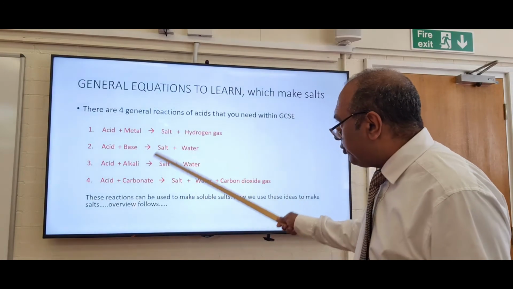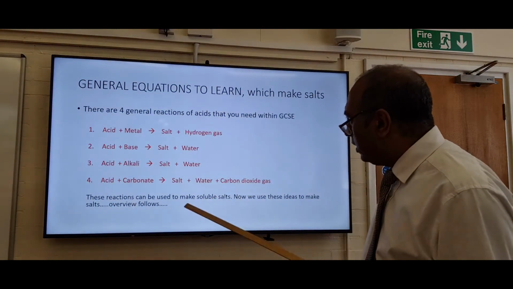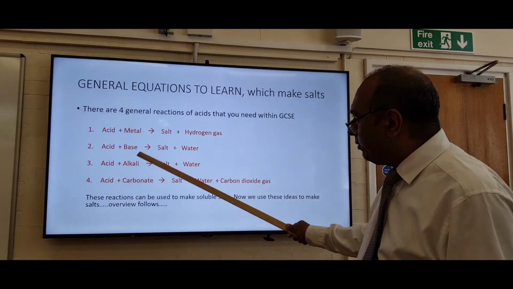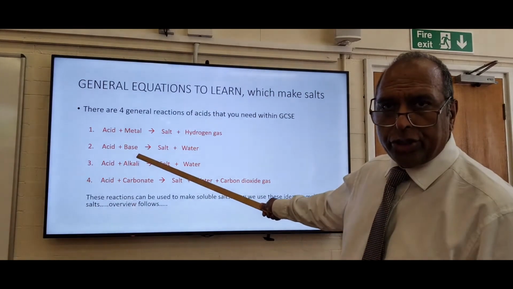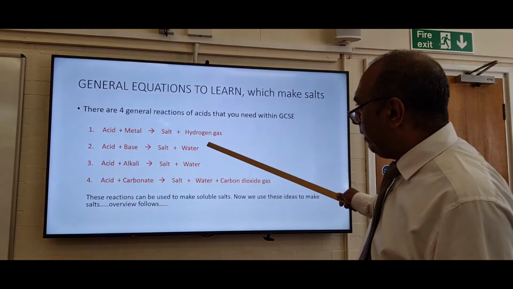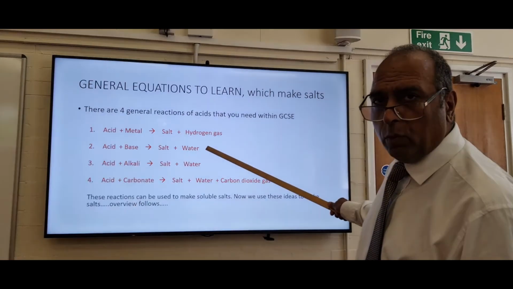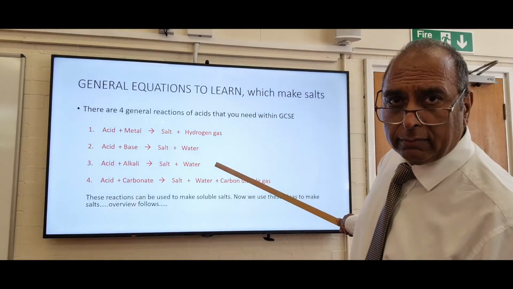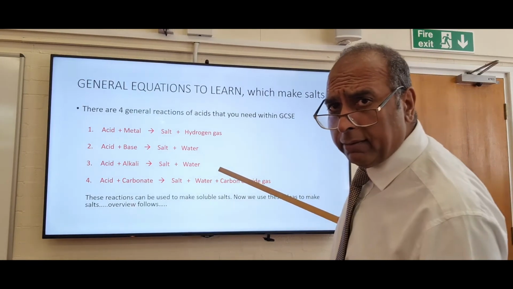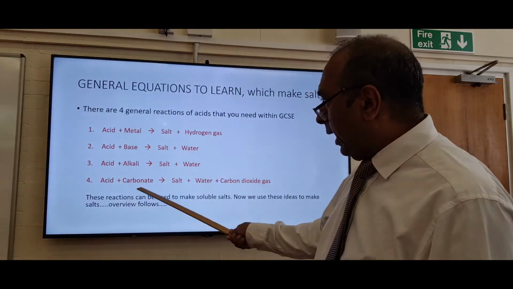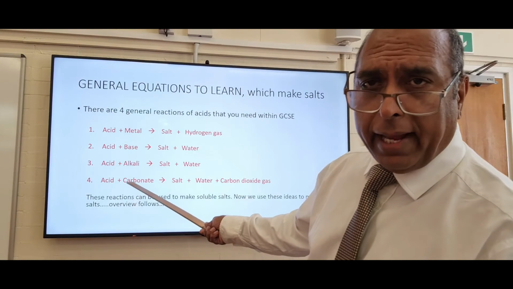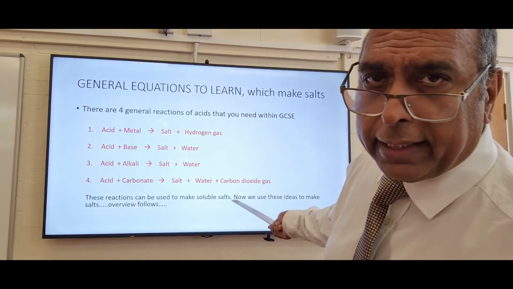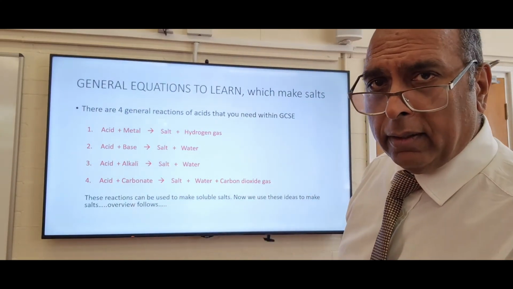But when these react, they make salt, salt, salt, salt. With metal you get hydrogen. With the base that's got oxygen in it, you get hydrogen with oxygen making water. Alkali, again, the hydroxide, it's got the oxygen in it, with hydrogen makes water. And with a carbonate reacting, you get carbon dioxide gas and water.